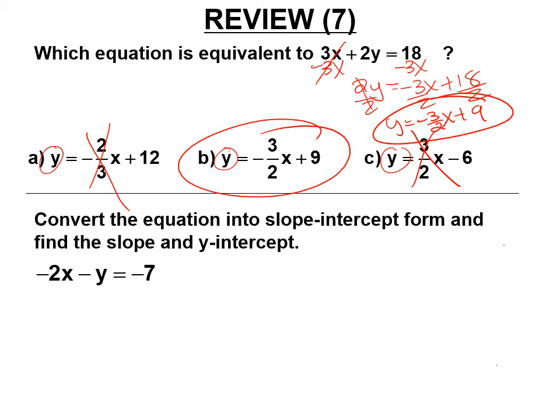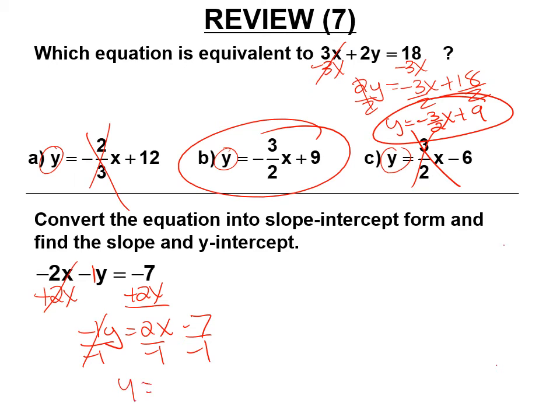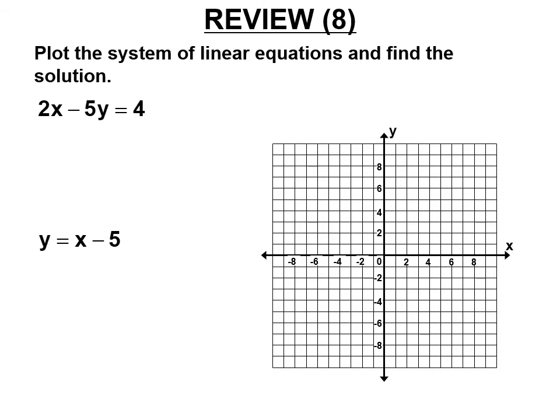All right, let's do that again. Since it's -2x, we're going to add 2x to both sides. We get -1y. I like to put that 1 in there, equals 2x minus 7. Divide both sides by -1. So y equals -2x, -7 divided by -1 plus 7. Be careful of that.